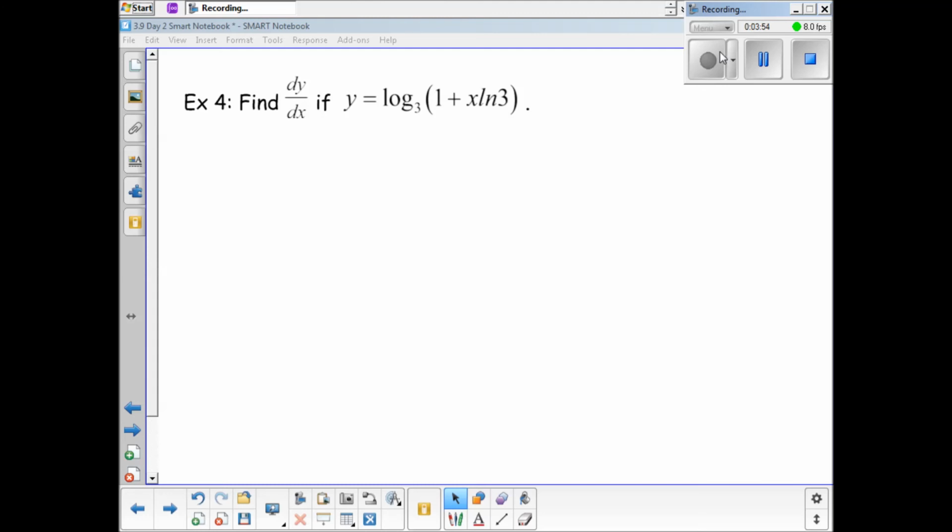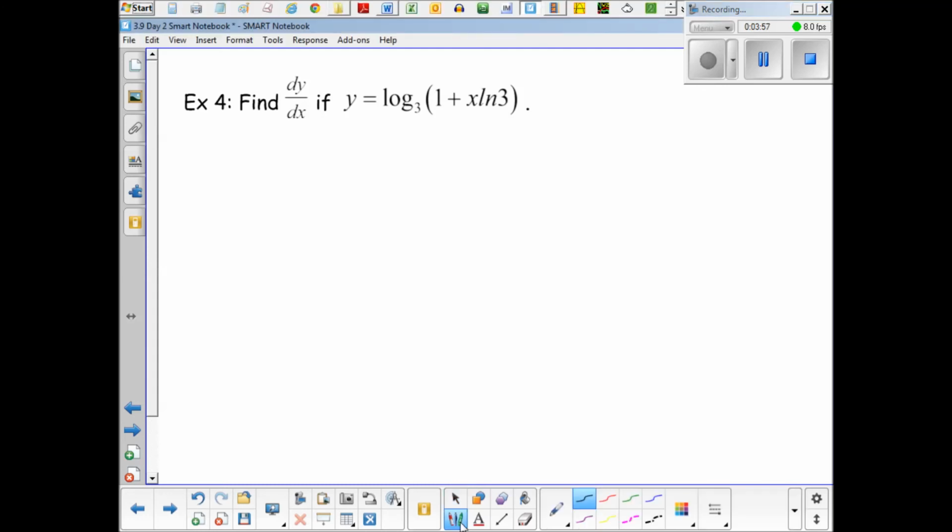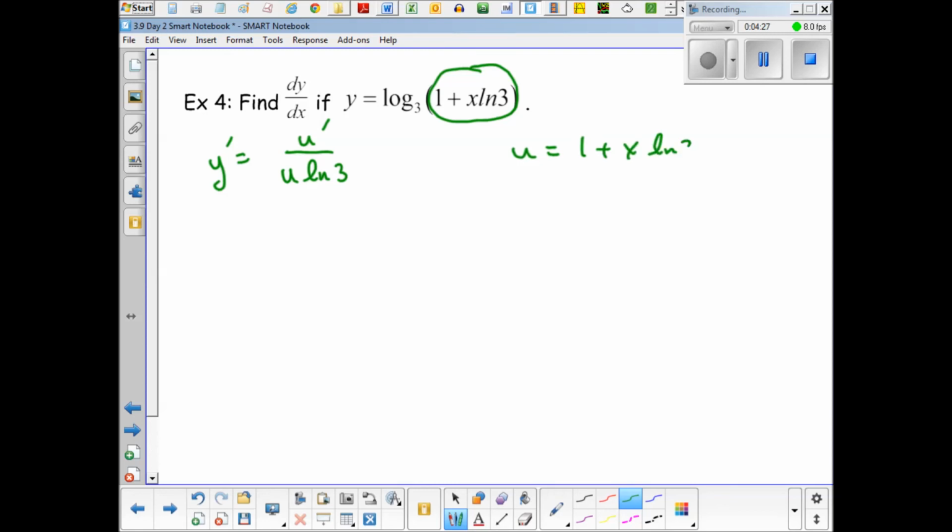Okay, let's do another one. This time the u is just a little bit more complicated. So here's our u. Okay, but it's a log base 3 of u problem. So the derivative, if this really is a log base 3 of u problem, should be u prime over u ln 3. Okay, the u for this problem is 1 plus x ln 3.